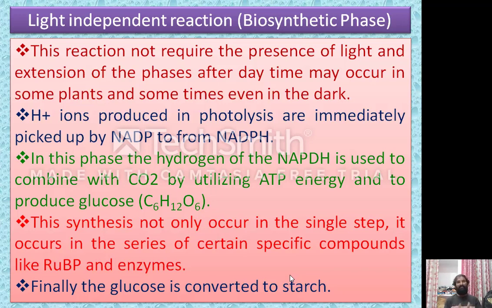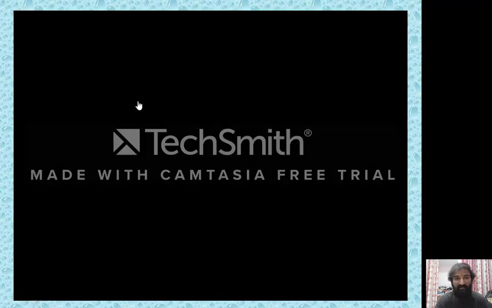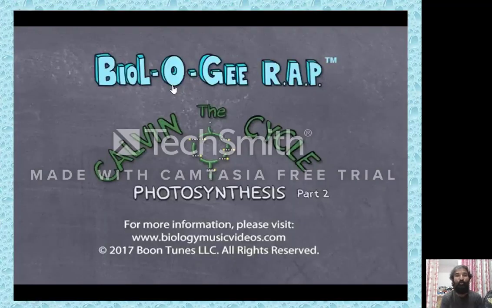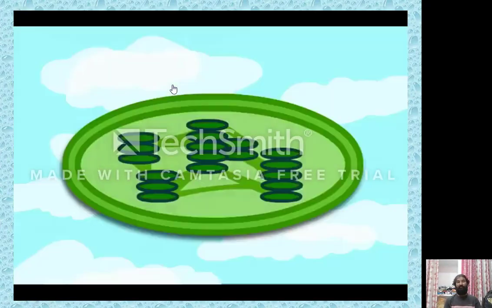Later, because glucose is a monosaccharide, it is converted into different kinds of polysaccharides as the plant needs, either starch, cellulose, hemicellulose, etc. This is called the light independent reaction or biosynthetic phase. Now just see this video of the cycle which is used for the production of glucose.